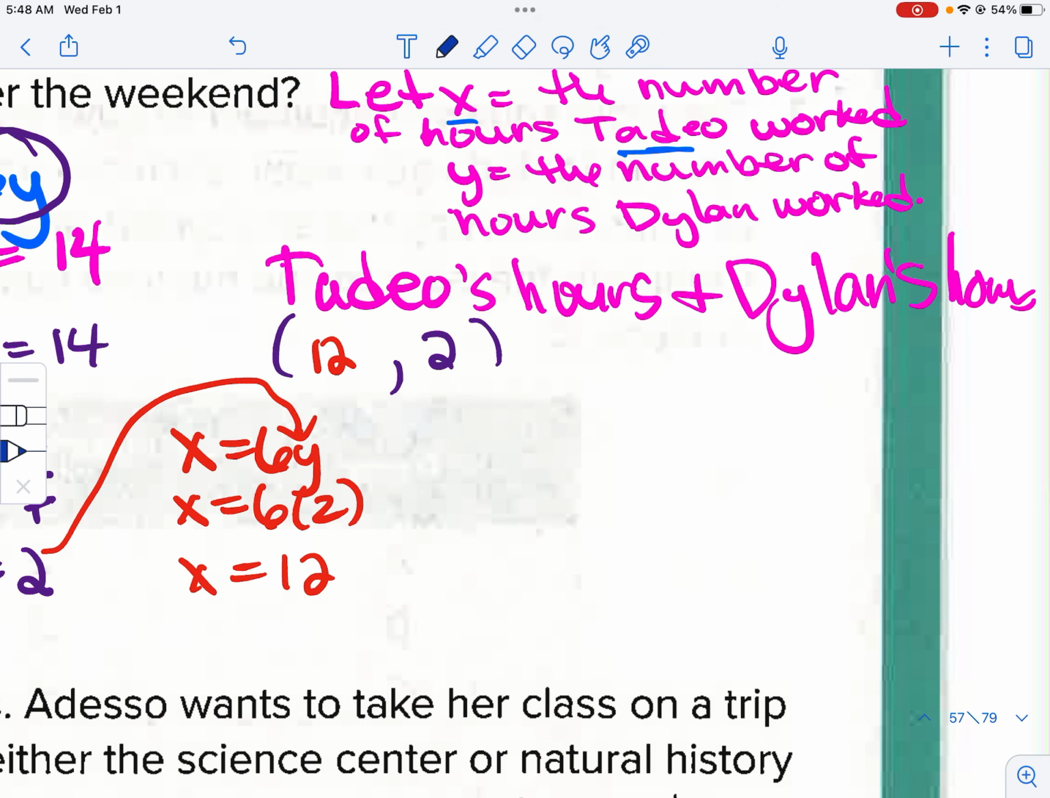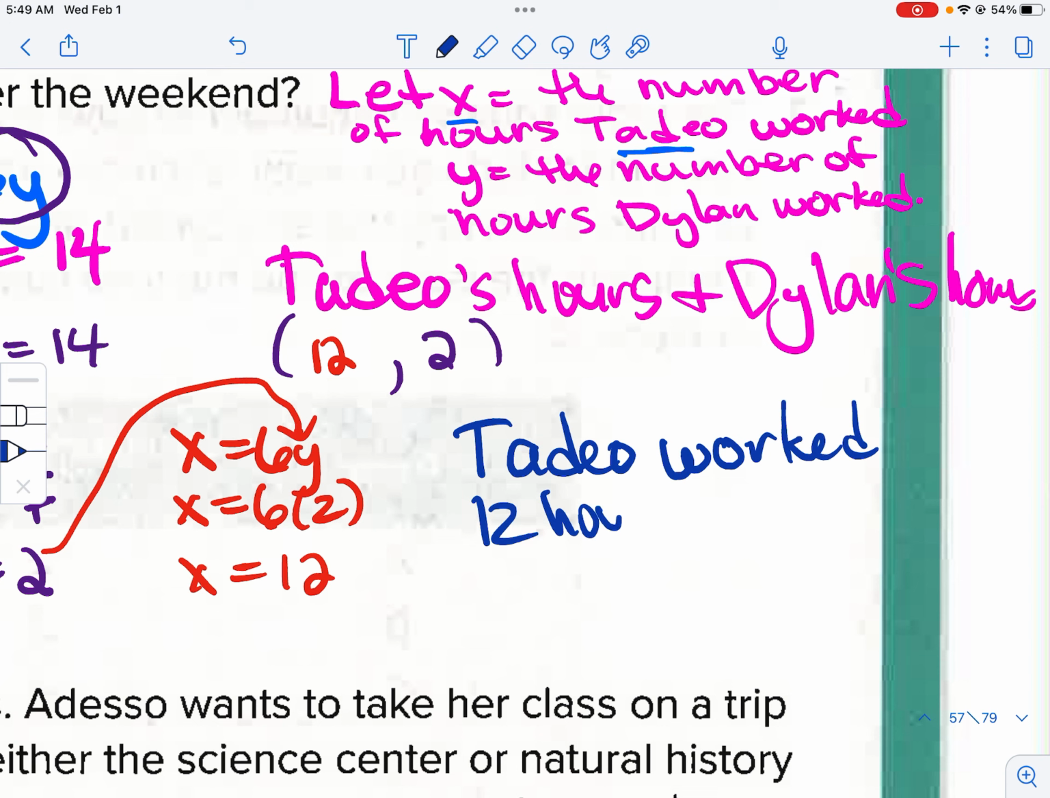It means that Tadeo worked 12 hours and Dylan worked 2 hours.